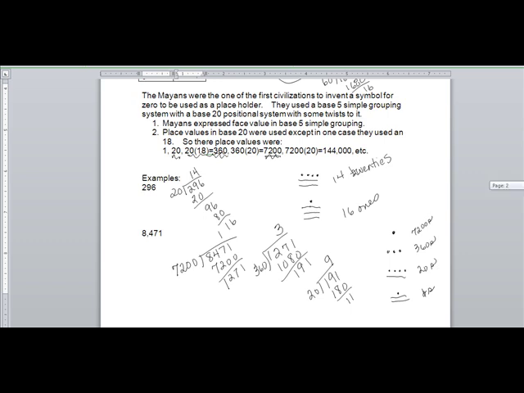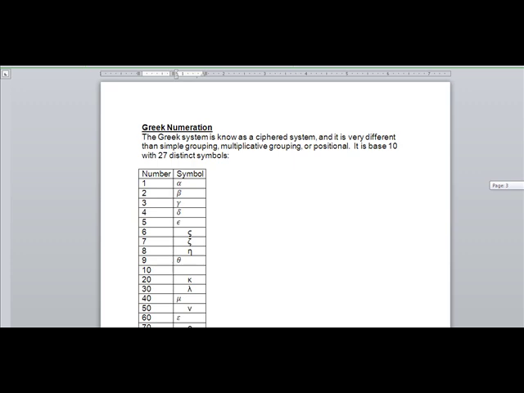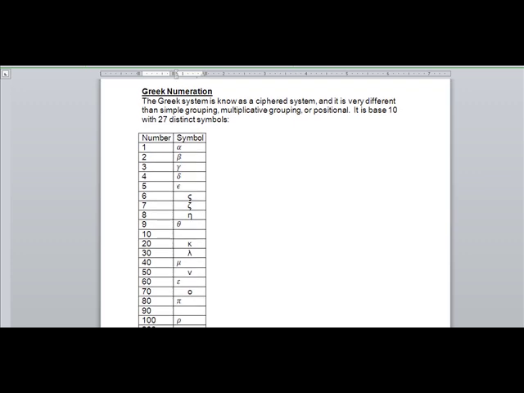Okay, we have one last system that's not positional. It's what they call a ciphered system. It's very different from the other systems that we've looked at, the simple grouping, the multiplicative grouping, and the positional. It is base 10 with 27 distinct symbols. So as you can imagine, while the numbers are very easy to write once you know the symbols, having to memorize 27 distinct symbols would be difficult.